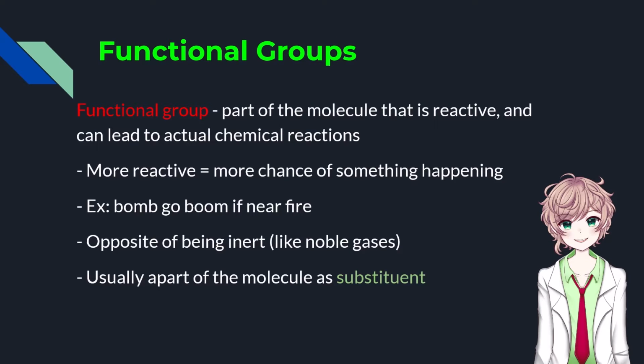So let's go into functional groups and what they are. A functional group is a part of the molecule that is reactive. That is, it can lead to actual chemical reactions. So if something is more reactive, there is more of a chance of making something happen. This is not really a great example, but if you throw a bomb near fire, it's going to explode. So what I'm trying to say is that it's the opposite of being inert. Something inert like noble gases doesn't really do much compared to something like dynamite, which has the capacity to explode and be really reactive.